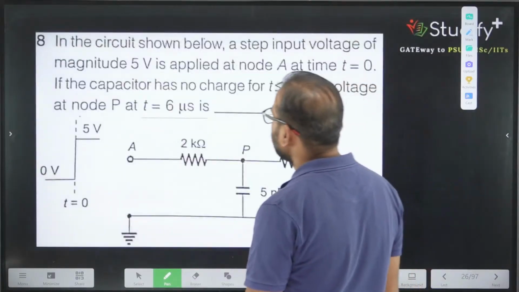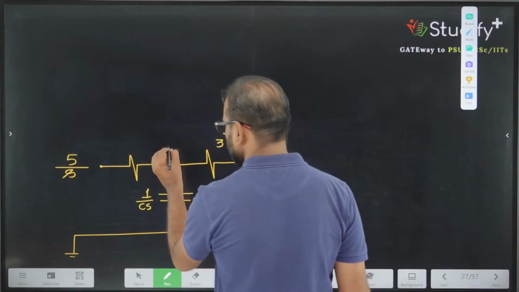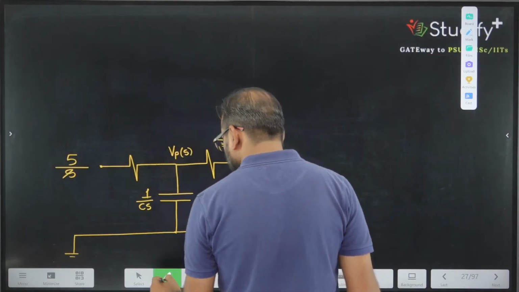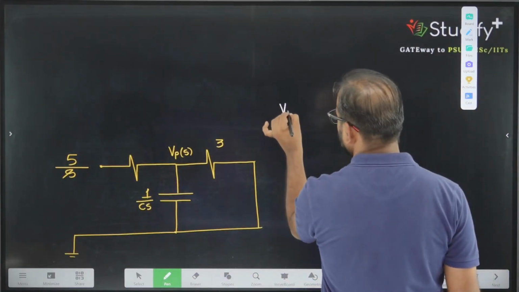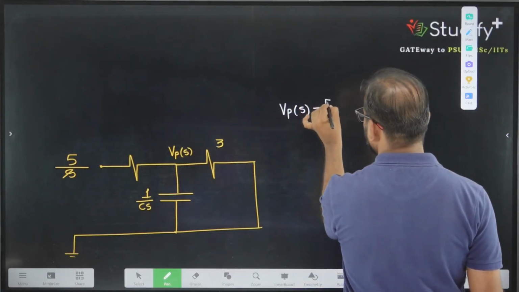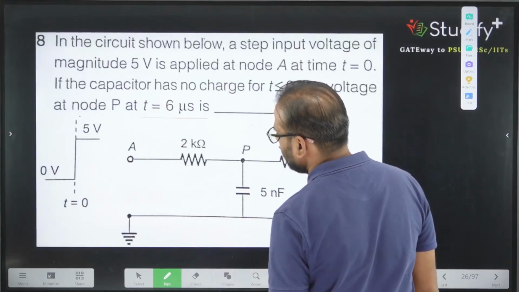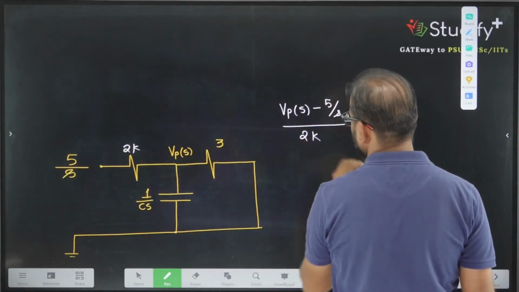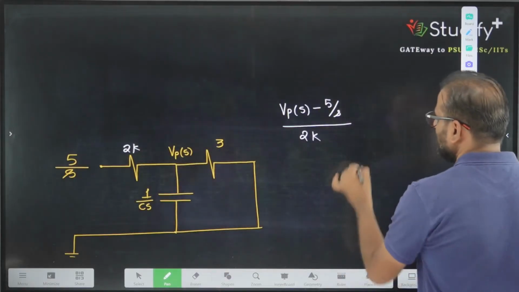They are interested in which potential? The voltage at node P, so the voltage across the capacitor is needed. Let's say this voltage is Vp of S. Let's apply KCL. KCL says that Vp of S minus 5 by S, divided by 2 kilo. Next is the current in this branch.